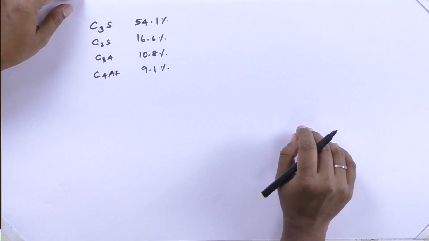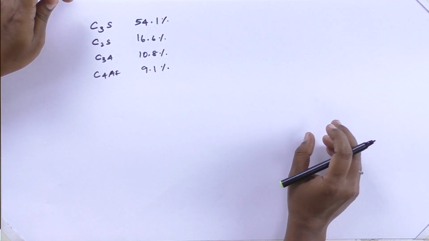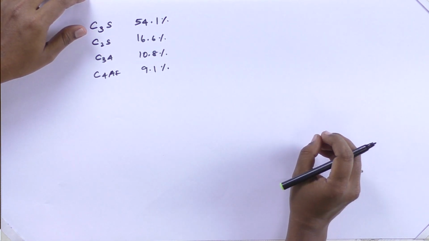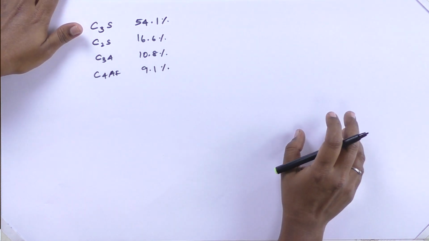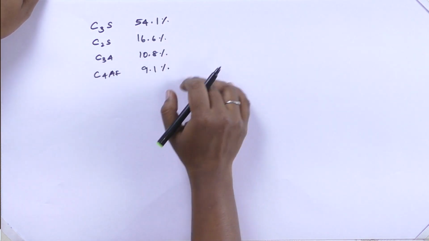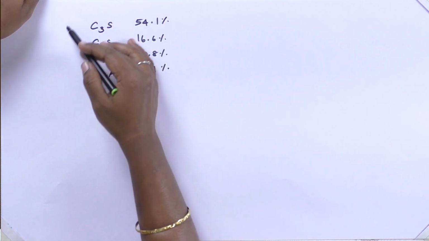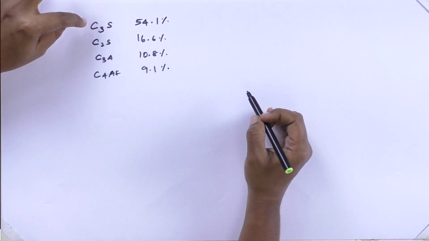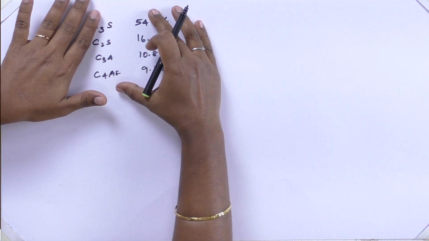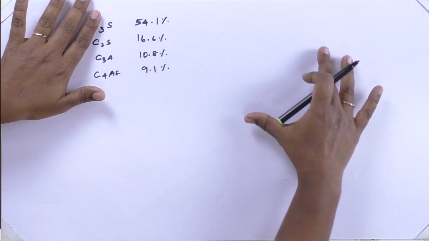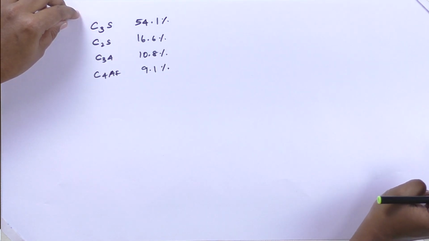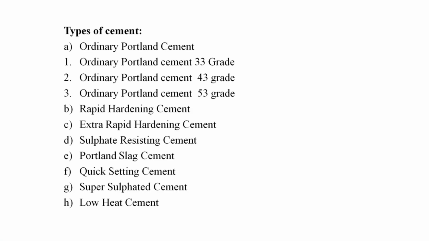Now we are going to see the different types of cement and how these different types of cement are arrived at. These different types of cement are arrived at by varying the composition of these compounds. That is, if the C3S, C2S, C3A, C4AF composition is varied, we will be getting different types of cement. Now let's see the different types of cement.